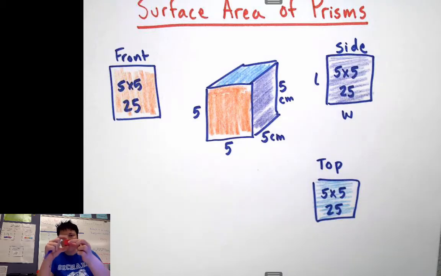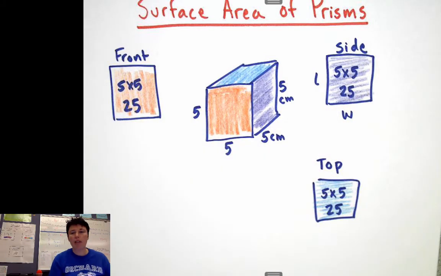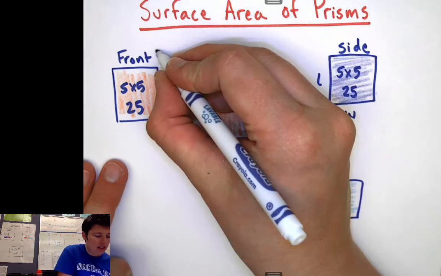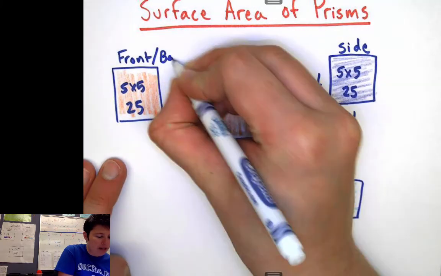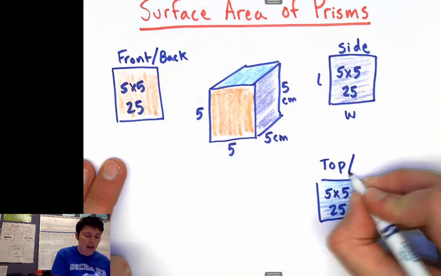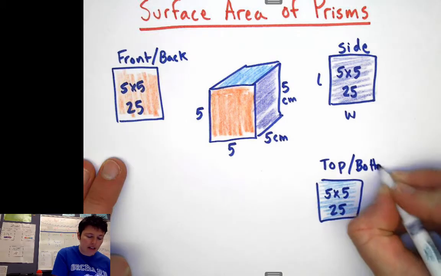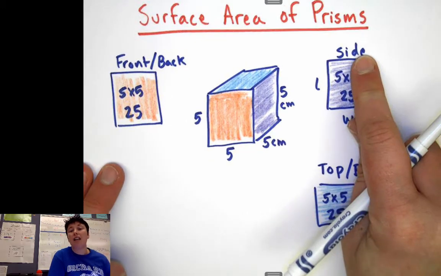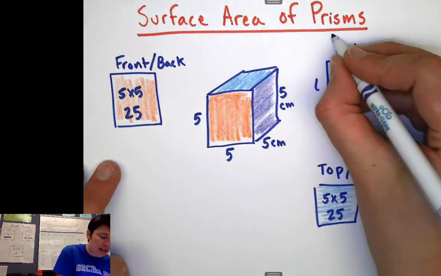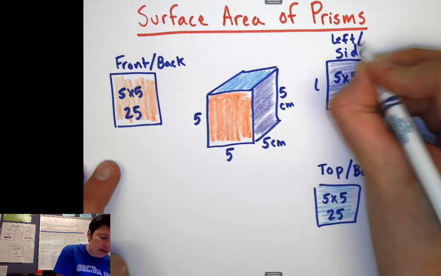There's a top that matches the bottom. The top and bottom match. There's a front that matches the back. There's a left side and a right side that match each other. So what I'm going to add to my notes is this is the front and the back of the dice. This is the top and the bottom of the dice. This side is the left and the right side of the dice. Left/right.